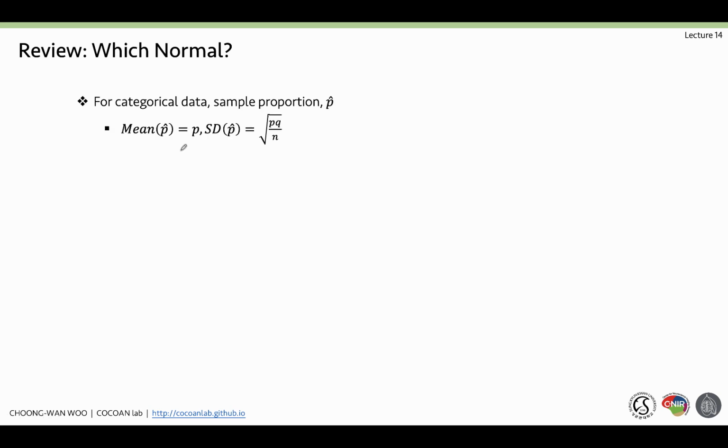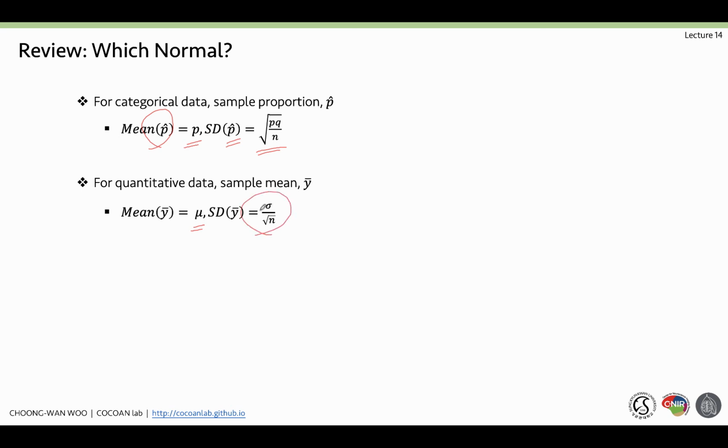Okay, so which normal? For proportion, the mean of the sample proportion p hat is p, the population proportion, and the standard deviation of p hat is the square root of pq divided by n. For quantitative data, the sample mean is y bar, and the mean of y bar is mu, the population mean, and the standard deviation of the sample mean is defined by sigma divided by the square root of n.